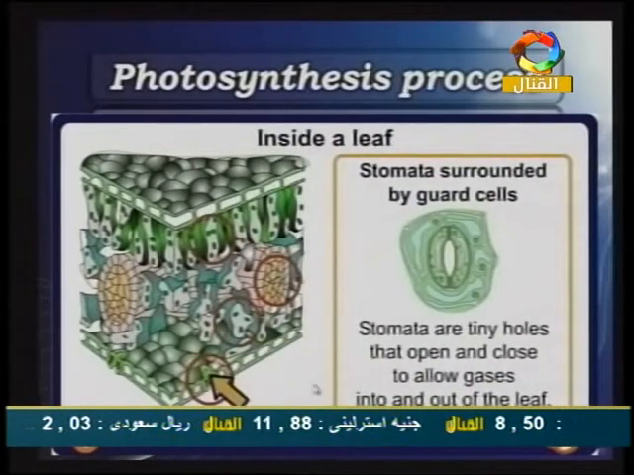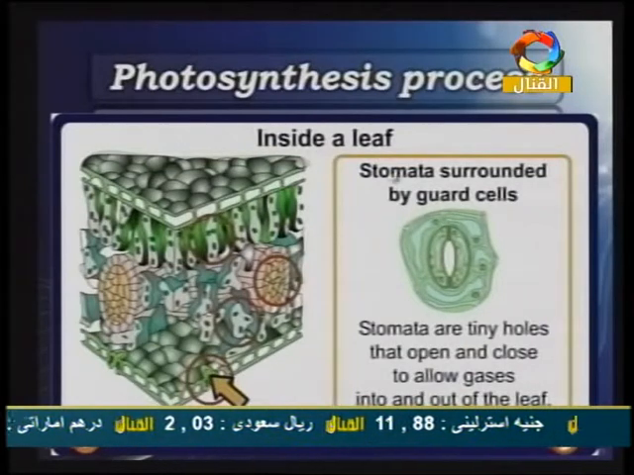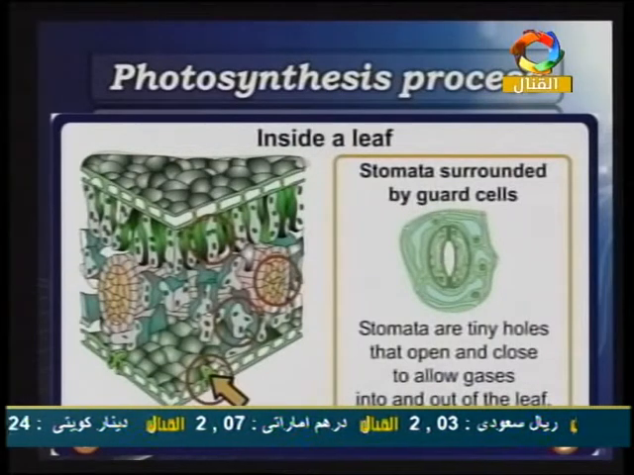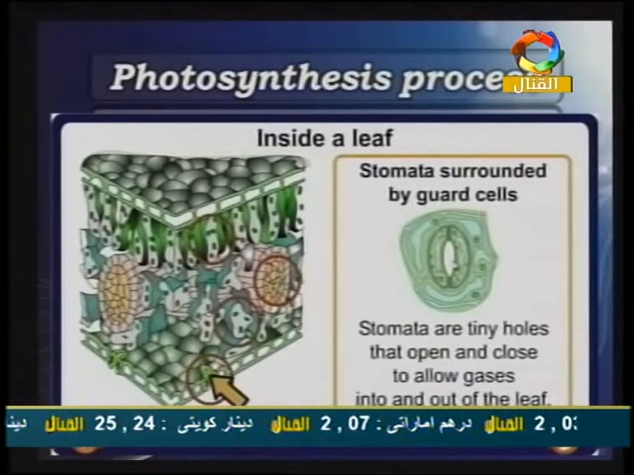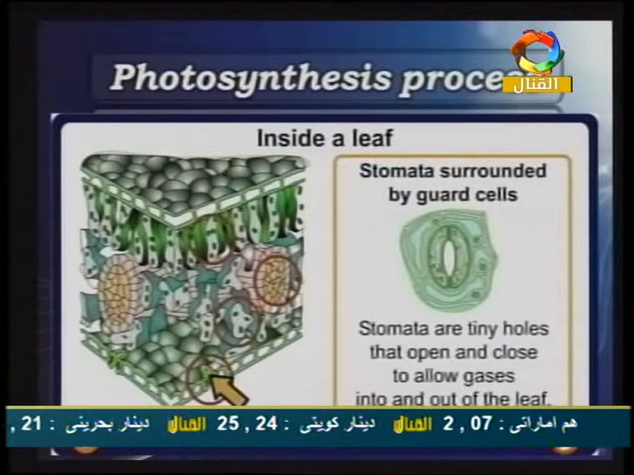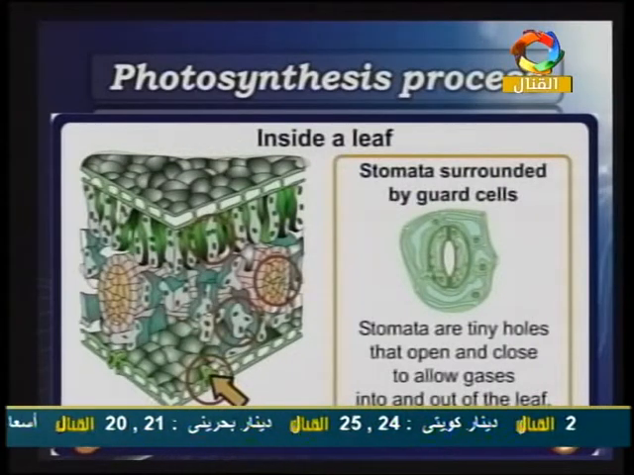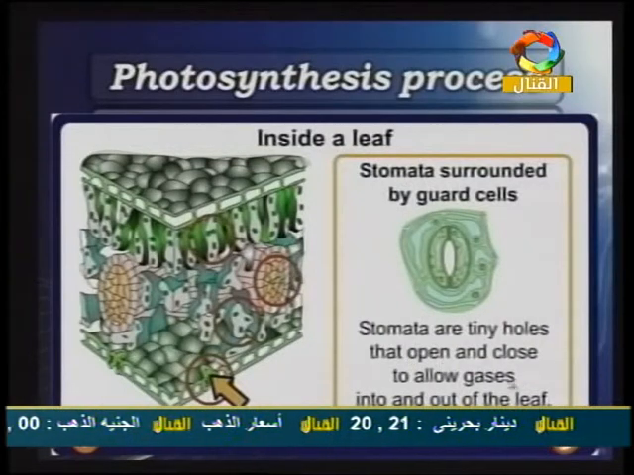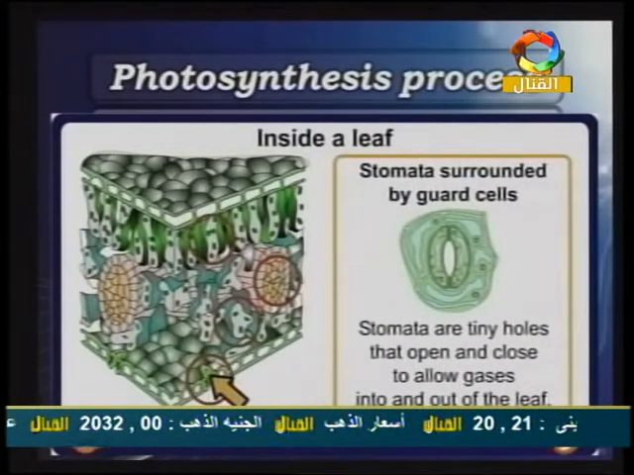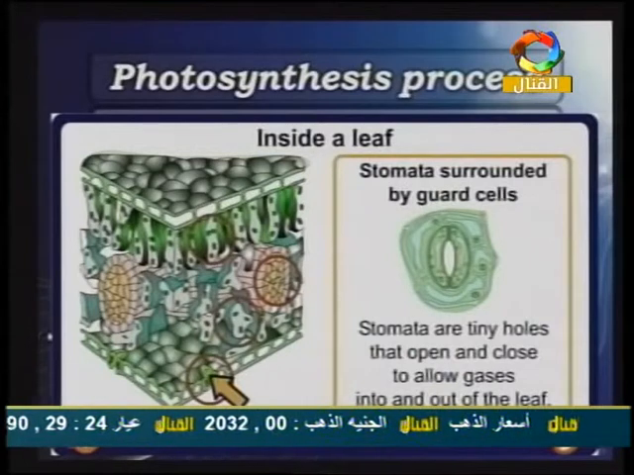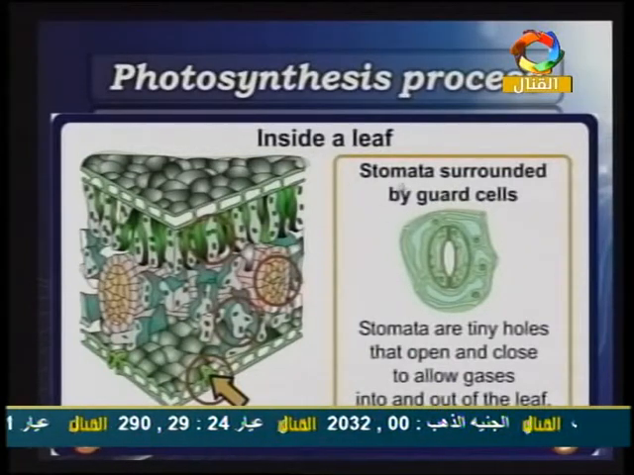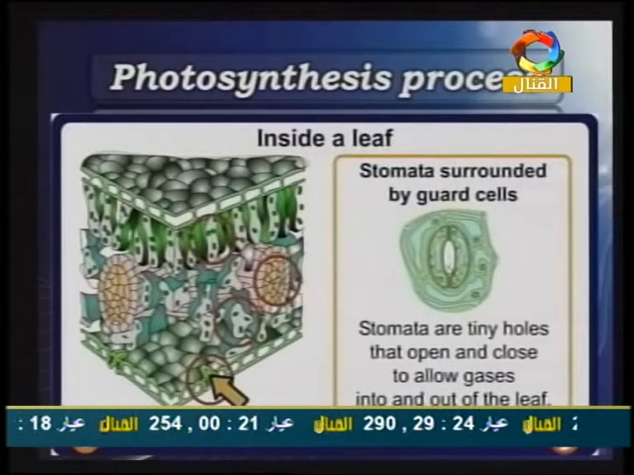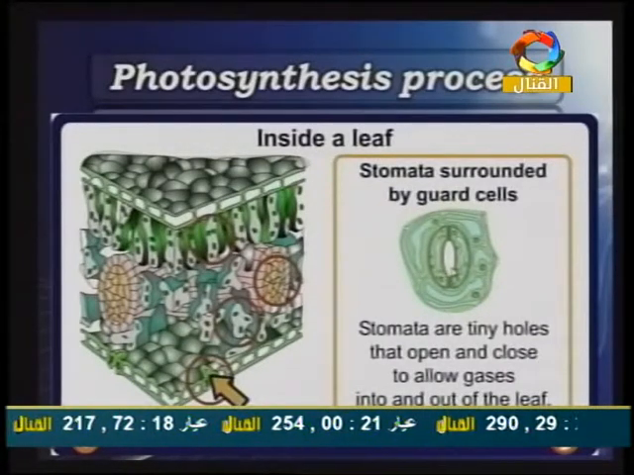And the last and important part here is the stomata. Stomata are surrounded by guard cells. This is a stomata, the white part here. And here we have guard cells found in this layer. Stomata are tiny holes that open and close to allow the gases into and out of the leaf. Again, we have the stomata surrounded by the guard cells. This is the tiny hole found in this part of the leaf of the plant.